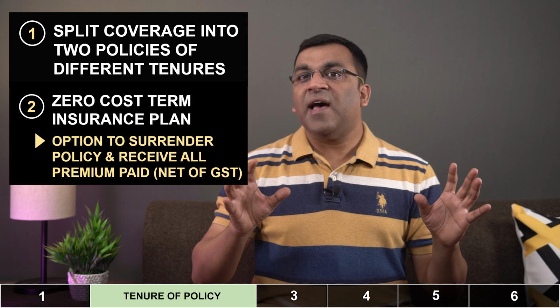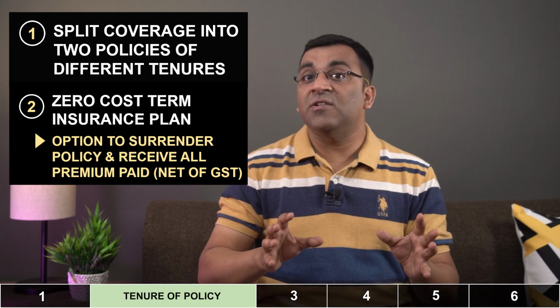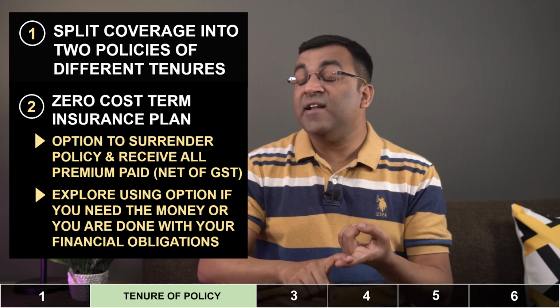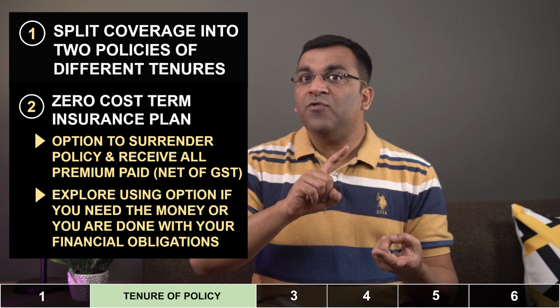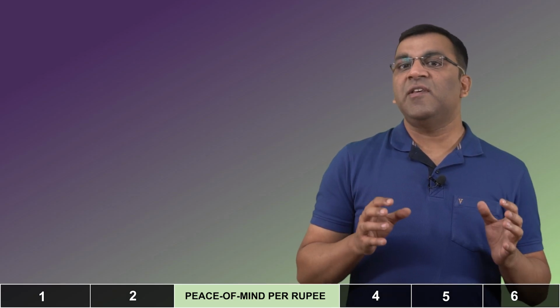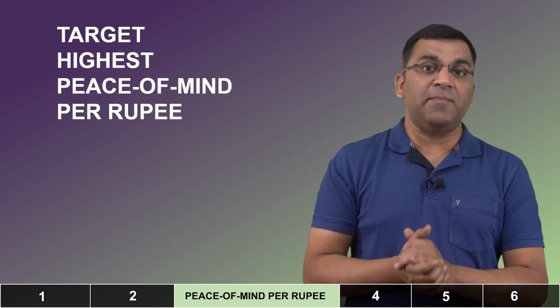So it's an option that the policyholder can utilize if they want, and in my suggestion, look at it only in two cases. That is, A, if you really need the money, or B, if you are done with all your financial obligations. The third step when choosing a term insurance plan is to target the highest peace of mind per rupee of premium paid.